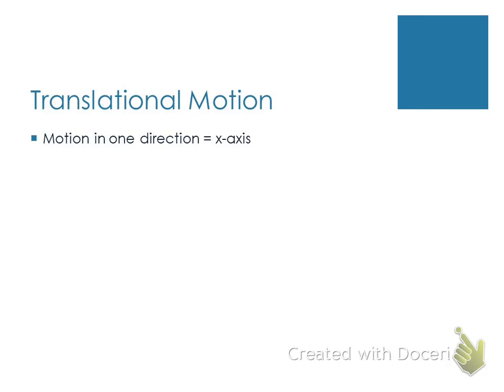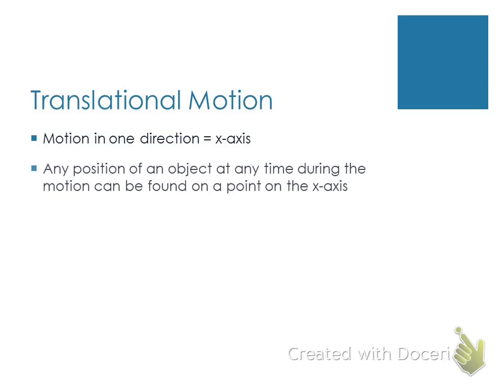Okay, we're looking today at motion in one direction along the x-axis. So we're going to look at any position along the time. Let's say we've got a little person here. Here's our x-axis. Here's 0. Right, here's my x-axis.